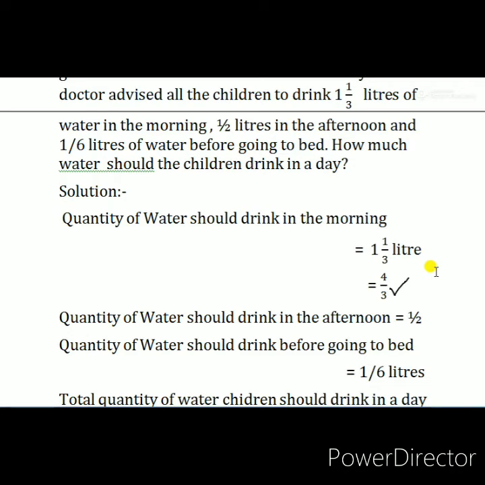Next, we have to find the quantity of water the children should drink in the afternoon, that is half a liter. Now the next one: the quantity of water to drink before going to bed is 1/6 of a liter. We know that 1 liter is 1000 milliliters. So 1/6 of a liter should be drunk at bedtime, or at night.